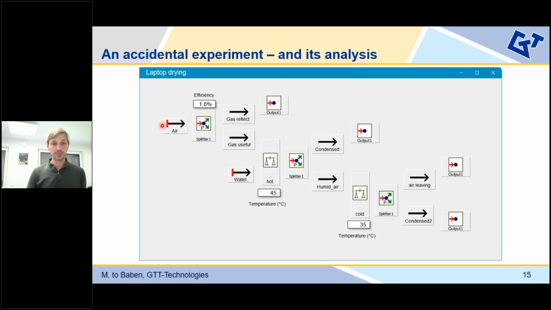So in the beginning, we have the input air. There is a mass splitter with an efficiency of 1.8% that is splitting the gas stream into the reflected gas and the useful gas. Then we have our hot part of the laptop, the part that I directly blow on, which is maybe at 45 degrees C. There we have our water that is entering, and then we have a phase splitter again. The condensed phase stays in the laptop, and the humid air will then be transported to the cold part of the laptop. And there again, there's some air leaving with some humidity, and there will be some water deposited in there.